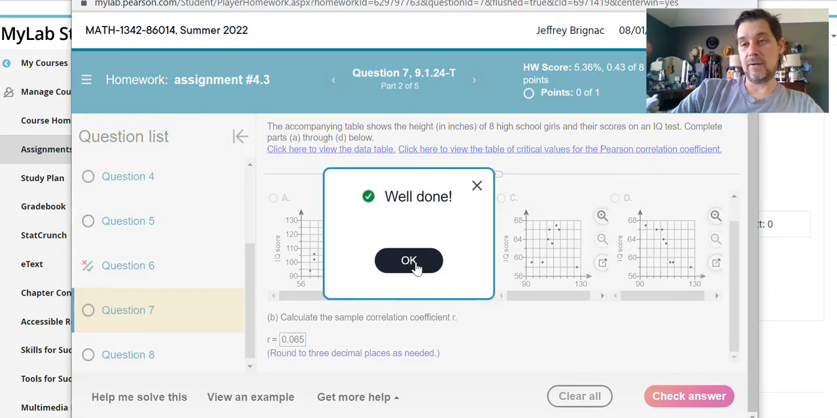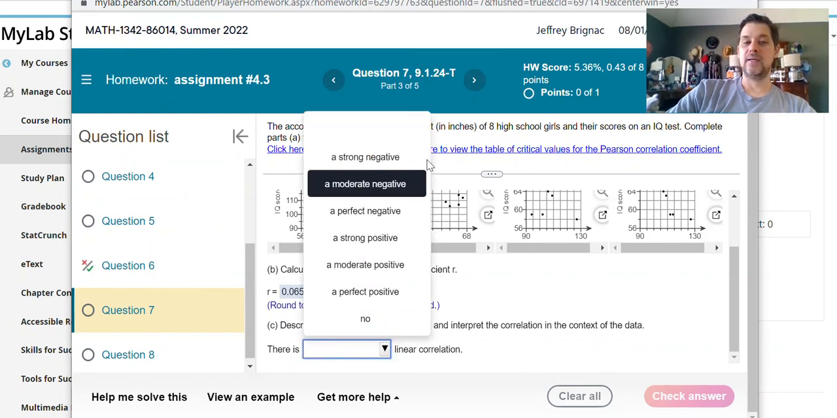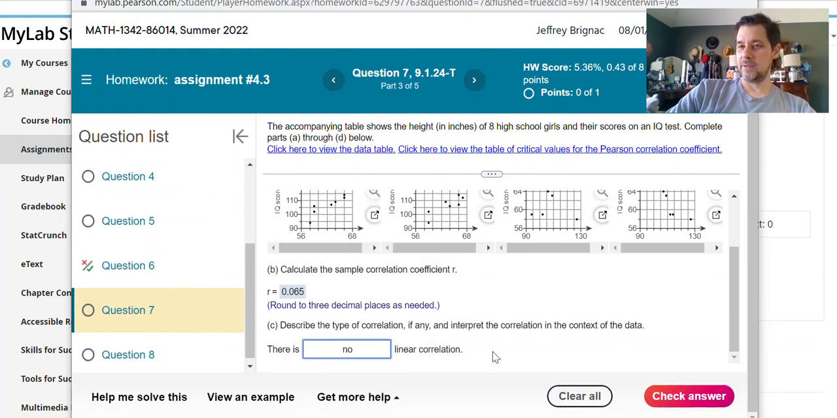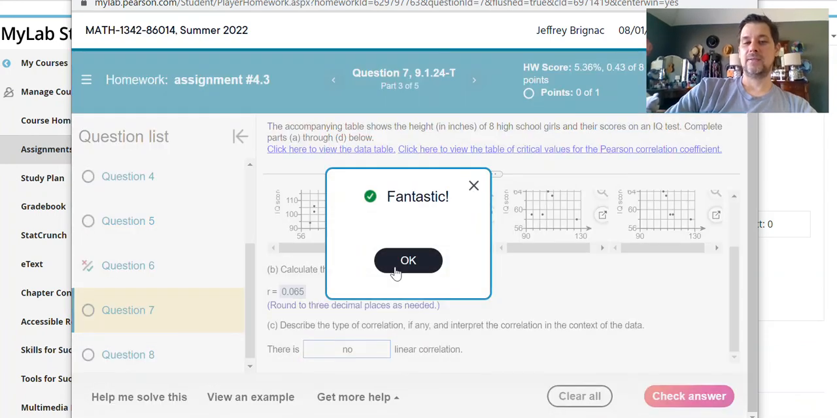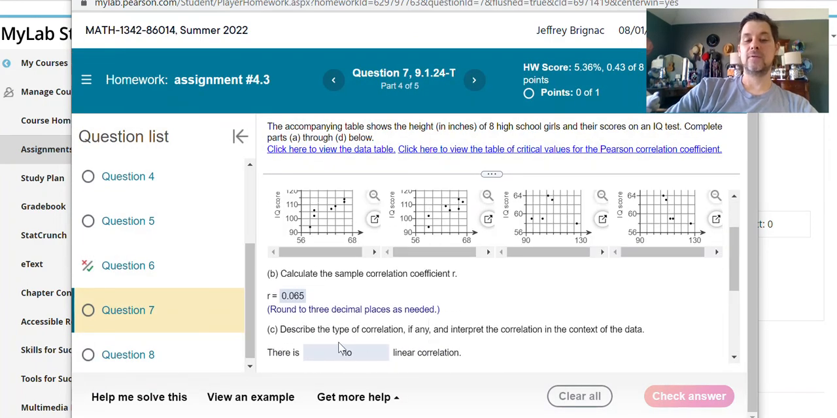And StatCrunch did all the math for me. I just had to type in the number, and there it is. So describe the type of correlation. I would say no linear correlation at all. I guess there are no hard boundaries to this, but if I see a number less than 0.1, I would definitely say there's no correlation. The closer to 0 it is, the more we can say with confidence that there's no correlation.